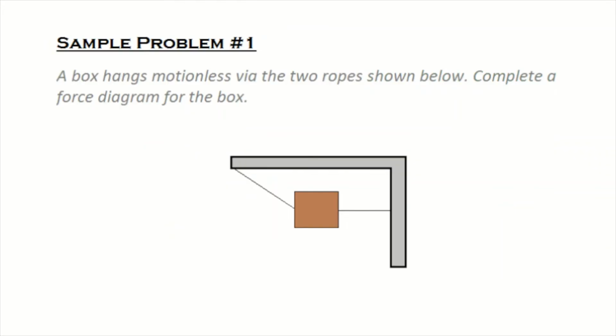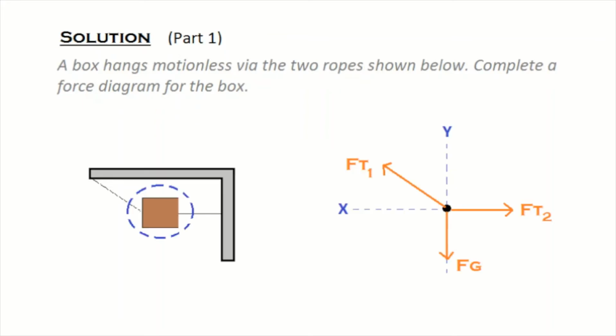Here we got a box at rest. There are two ropes keeping it at rest. One of them is angled here to the left, another one horizontal, connected to a ceiling and a wall. The goal is to talk through a force diagram for this scenario. Step 1, let's identify our object. We're doing forces for the box.